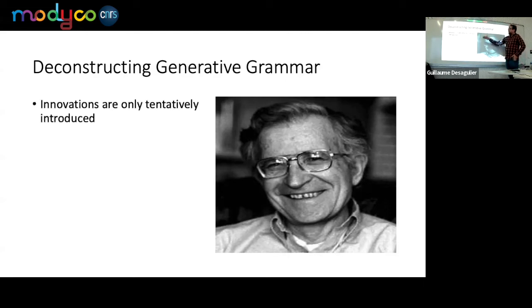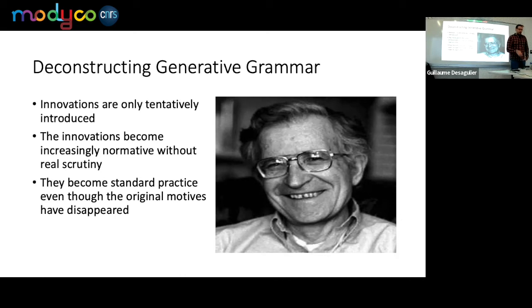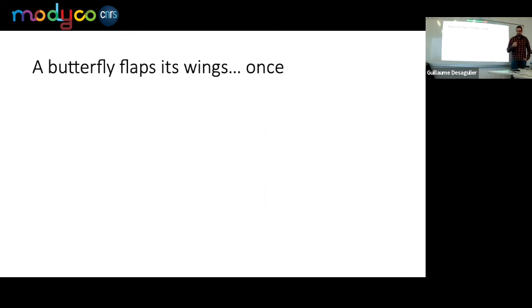So this is actually a pattern that we find in linguistics, not just with Chomsky. Linguistics is generally a pedigree-based field where if somebody has sufficient authority, and no greater authority in a particular part of the field than Chomsky, then people follow this. Innovations that Chomsky introduced became increasingly normative without anyone really thinking about it. And then they become standard practice and nobody questions them anymore. Okay, so our butterfly flaps its wings one time.